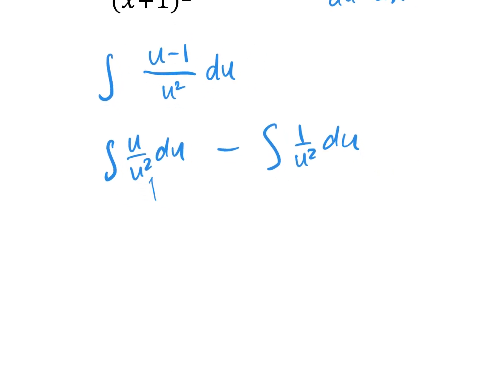What's this one? Natural log of u, right? Because it's going to become 1 over u. Minus negative 1 over u, which is just plus 1 over u, plus c. How are you guys feeling about that? Because this is just u to the negative 2, right? So take it up 1, divide by negative 1.